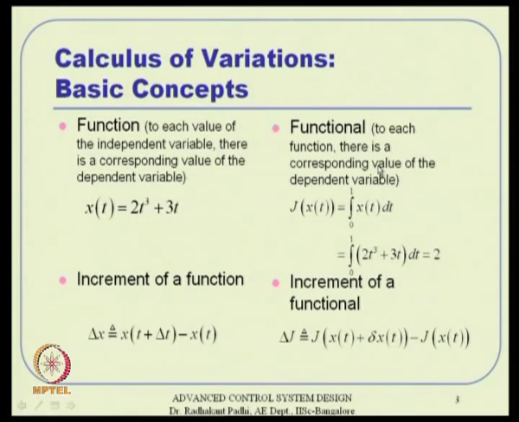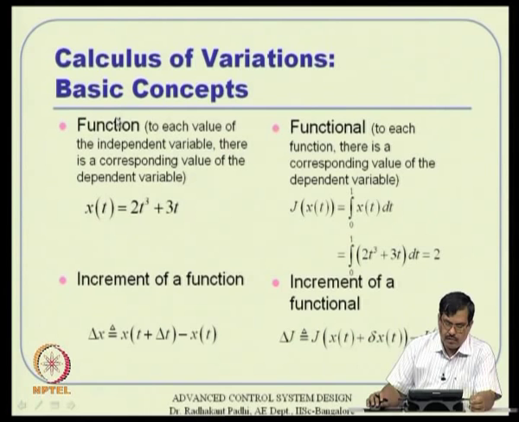Now, what are the basic concepts of calculus of variations? On one side you see regular calculus, on the other side you see calculus of variations concepts. In calculus, we normally talk about functions, meaning to each value of the independent variable there is a corresponding value of the dependent variable. We know what we mean by a function. The example here, x of t equals 2t cubed plus 3t, is a function of time t. On the functional side, the ultimate answer is typically a scalar. It is a function of time through another variable which itself is a function of time, so you can visualize it as a function where the ultimate result is a scalar.